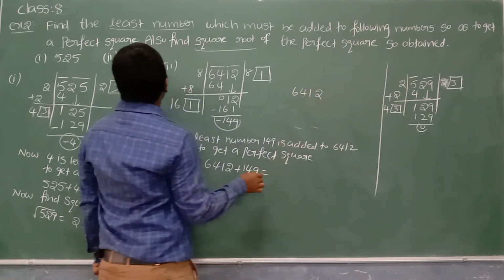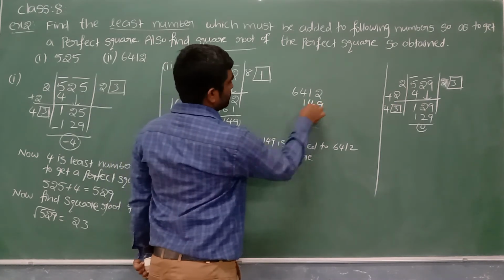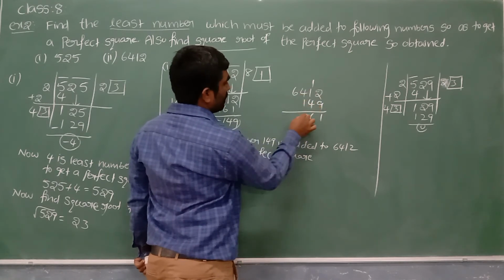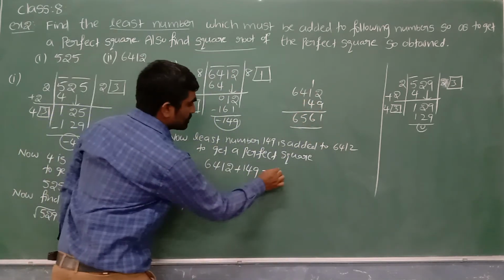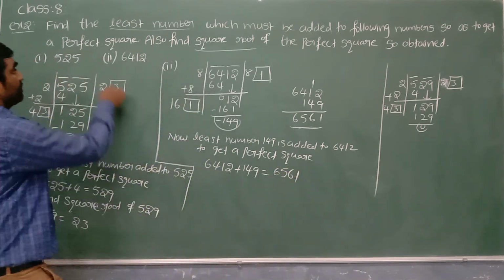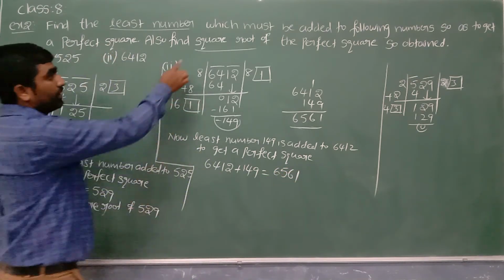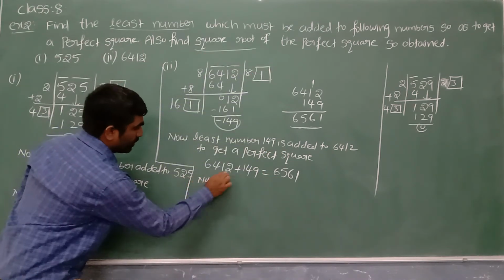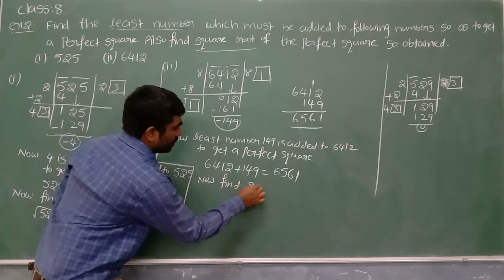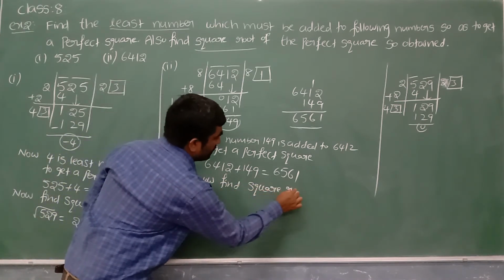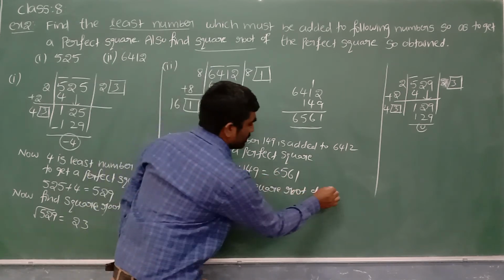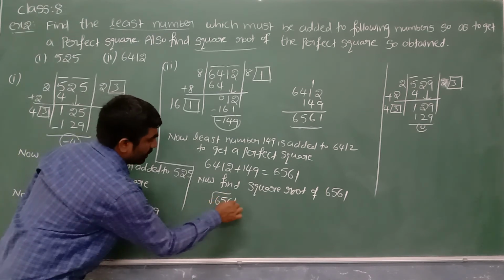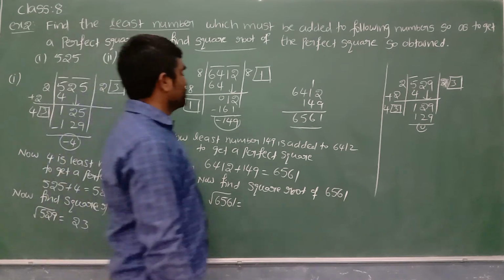6412 plus 149. So 9 plus 2, 11, 1 and carry 1. 5 plus 2 is 6, 4 plus 1 is 5. Here I got 6. I got 6561 is the required perfect square number. After getting this perfect square number, they are also asking to find the square root of this perfect square number. Now we have to find the square root of 6561. So how can I represent this? Square root of 6561 is equal to? We'll go with the long division method.